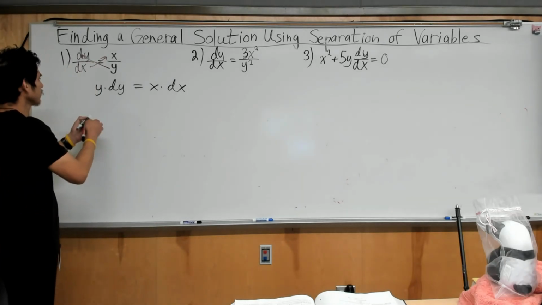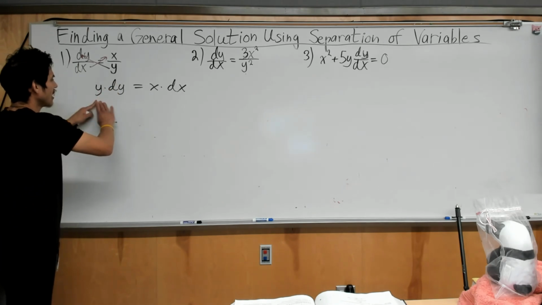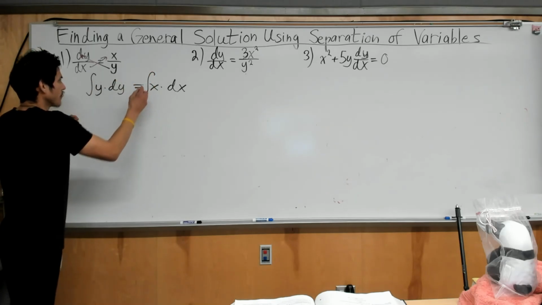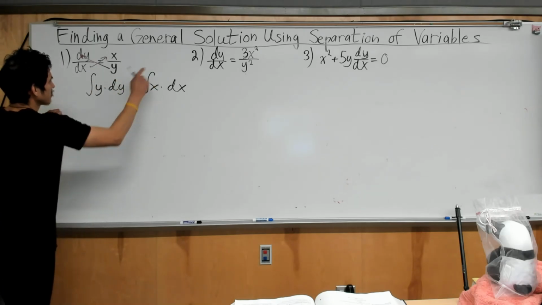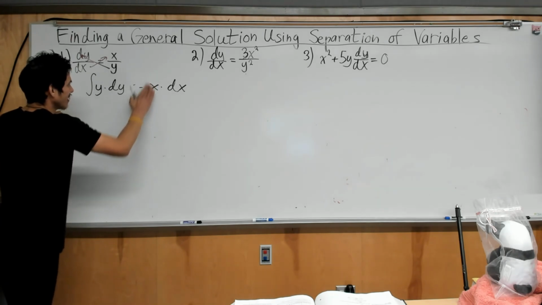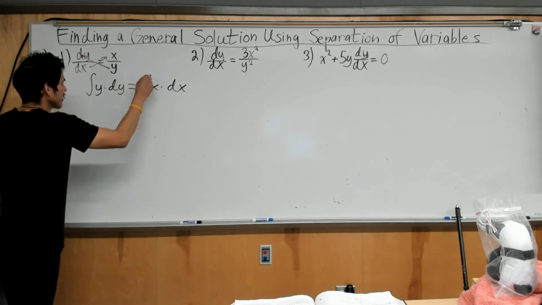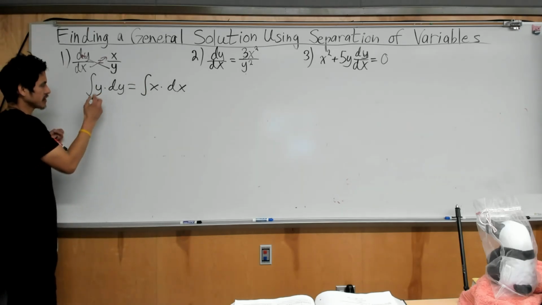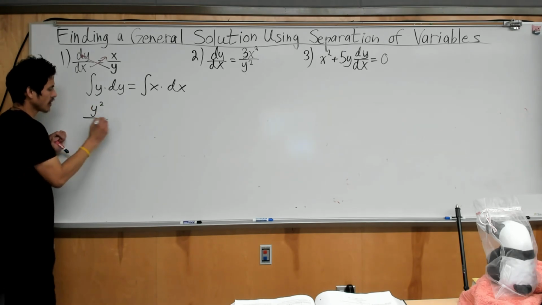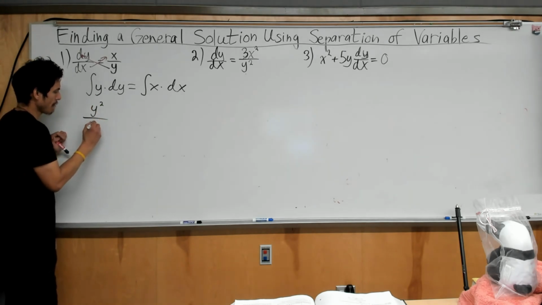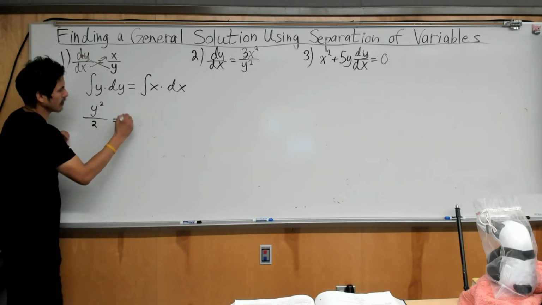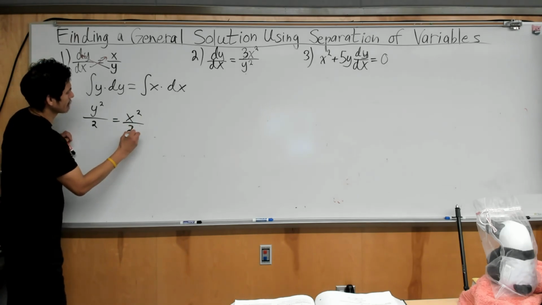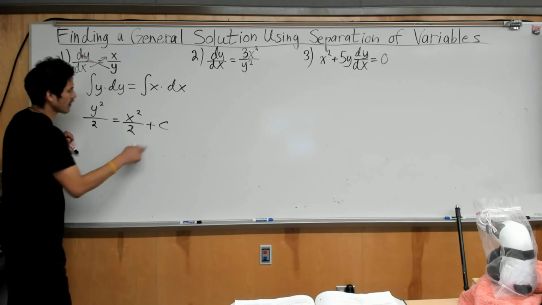But anyways, now that we got the y's and x's on the opposite sides, we're going to throw in the integral operator. So we're going to integrate. This is a little messy. You got to do a better job than this. I got to hold myself to a better standard. A little better. Okay, so we integrate simple ones because this will just be the reverse power rule. y squared over 2 is equal to x squared over 2 plus a constant c.